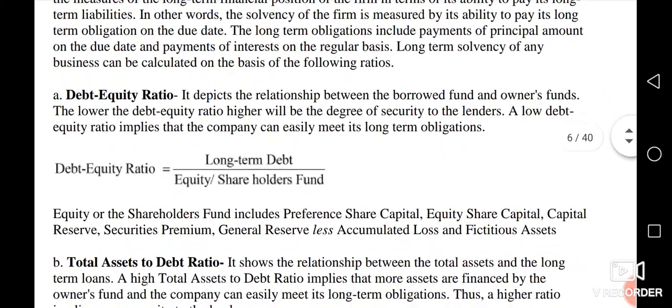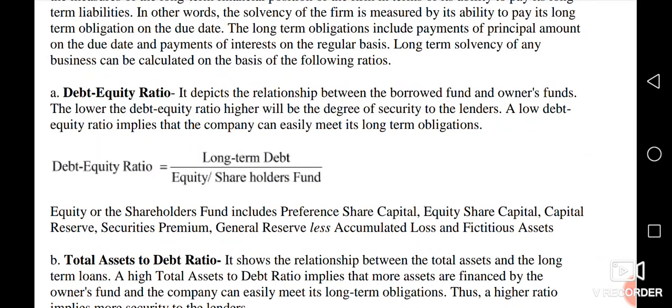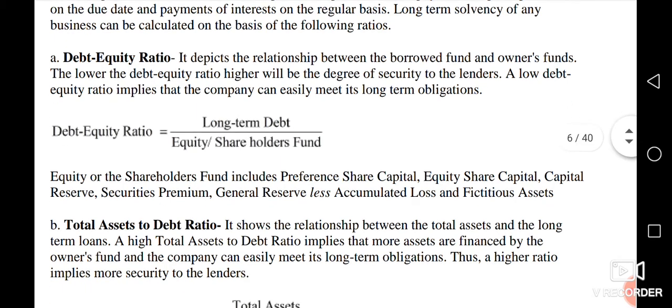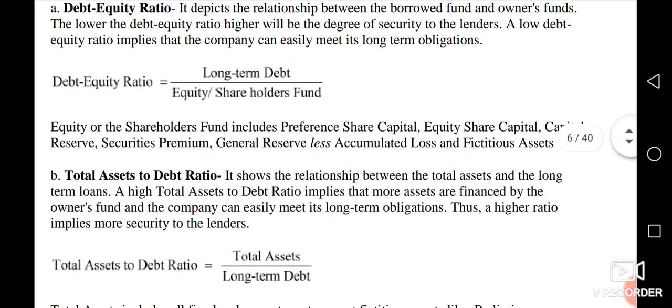The first one is debt equity ratio. It depicts the relationship between the borrowed fund and owner funds. The lower the debt equity ratio, the higher will be the degree of security of the lender. A low debt equity ratio implies that the company can easily meet its long-term obligations. The formula is debt equity ratio equals long term debts upon equity shareholder funds.